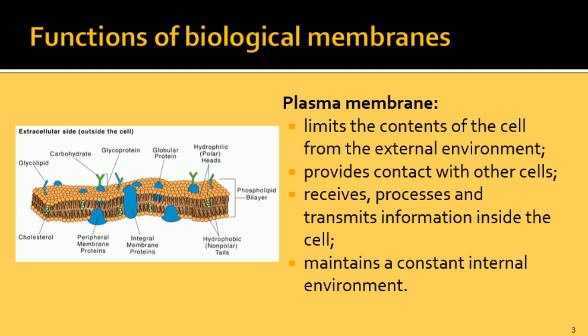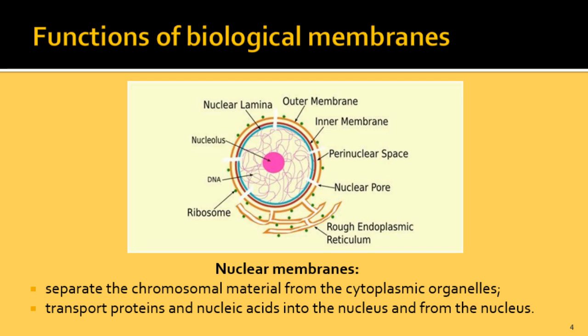Plasma membrane limits the contents of the cell from the external environment, provides contact with other cells, receiving, processing, and transmission of information inside the cell, maintaining a constant internal environment. The nuclear membranes, internal and external, form the nuclear envelope, which separates the chromosomal material from the cytoplasmic organelles. Through the pores of the nuclear envelope, the proteins and nucleic acids are transported into the nucleus and from the nucleus.